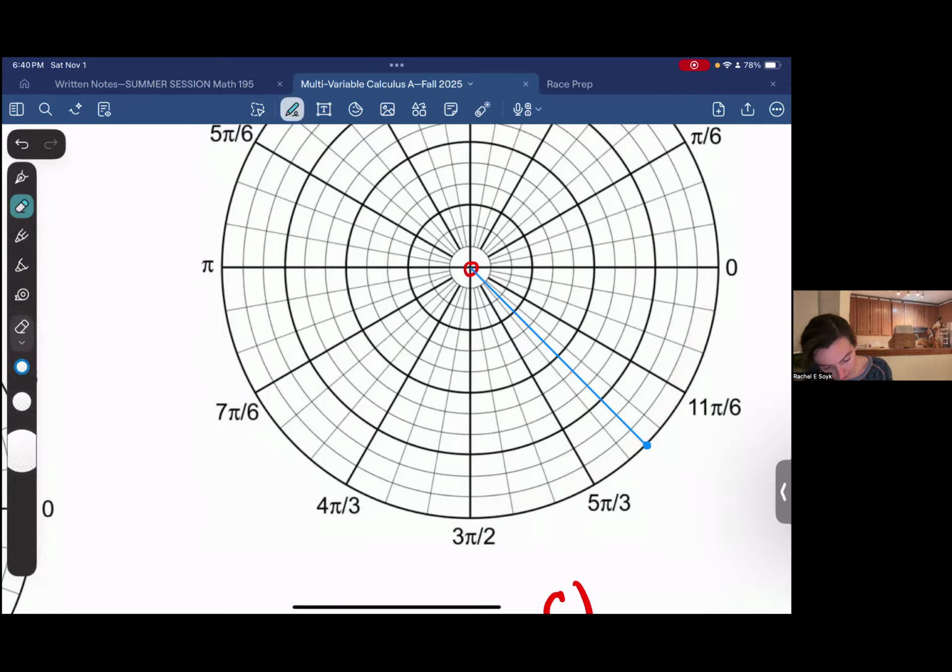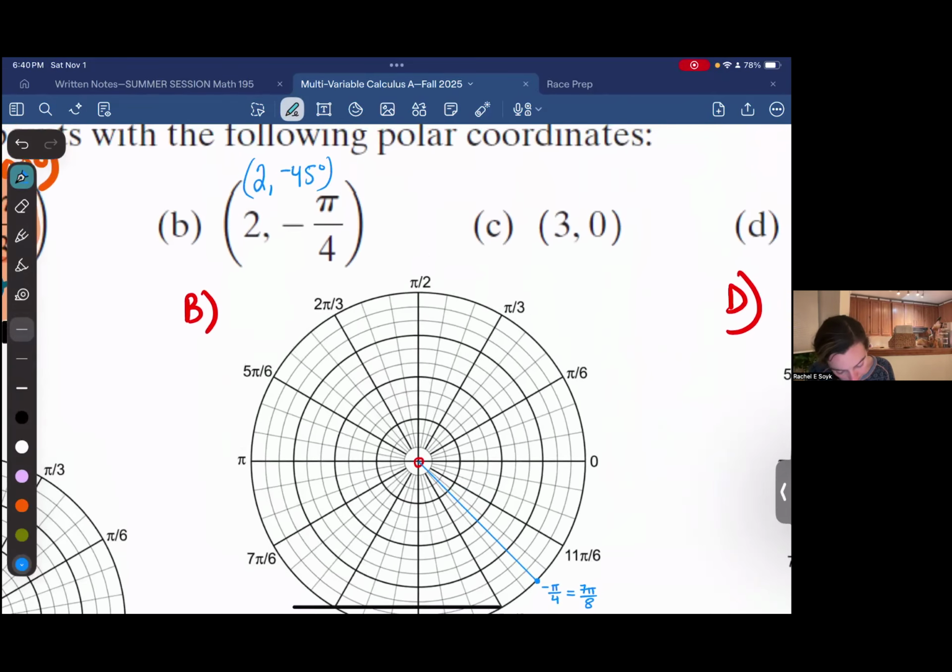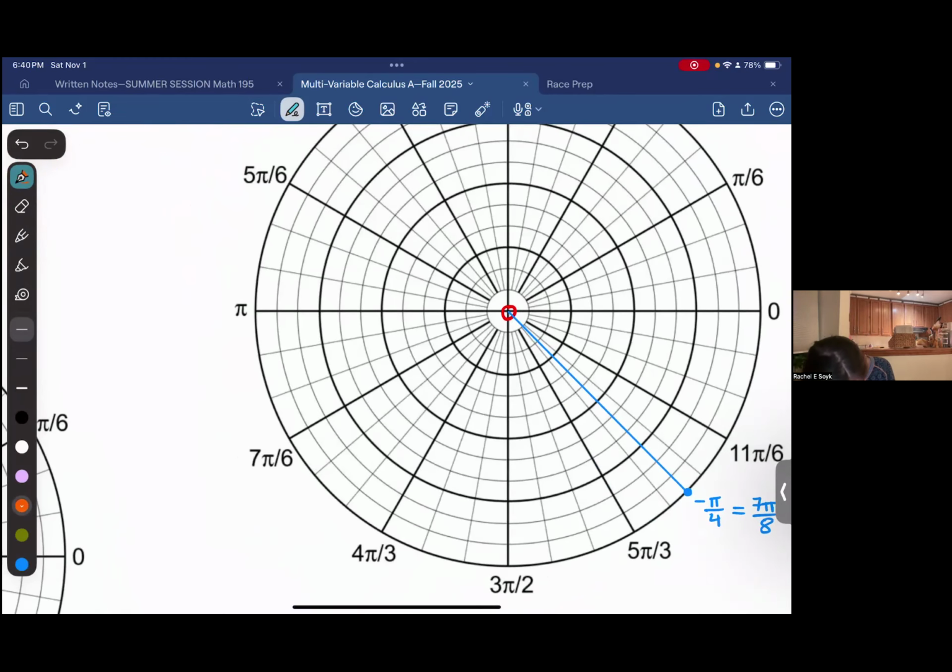So this is our negative pi over 4, which is also known as 7 pi over 8. And then our radius is positive 2. So go out 2, we have 1, we have 2. And so that coordinate point is simply 2 comma negative pi over 4.